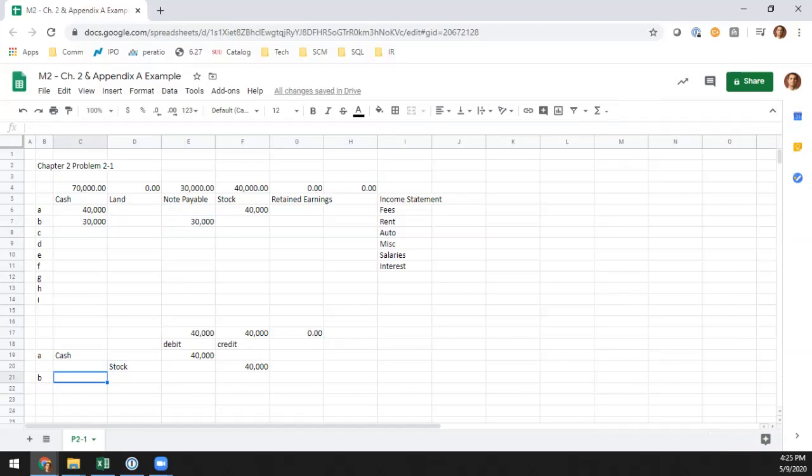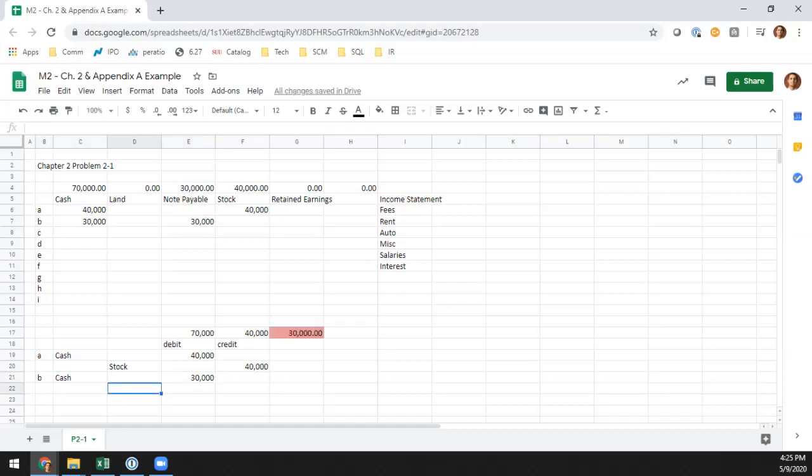So B, the integrated financial statement. This is how we record it. In dual entry accounting, we are going to record that we received 30,000 in cash. Cash is an asset, which increases with a debit. We're going to put cash here for 30,000.